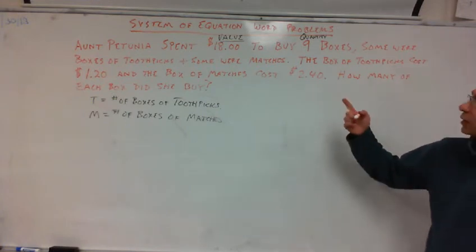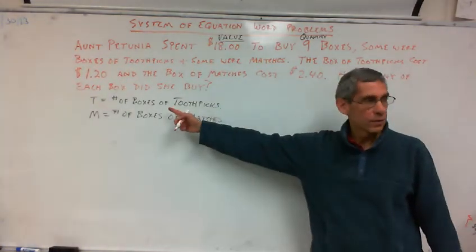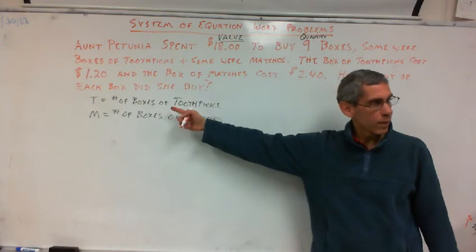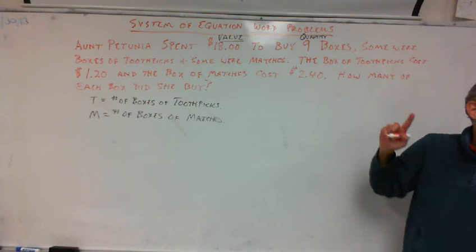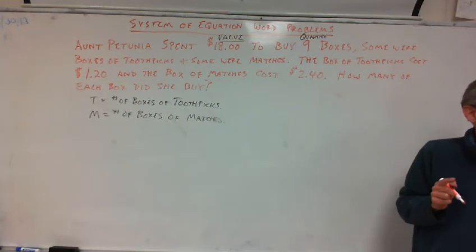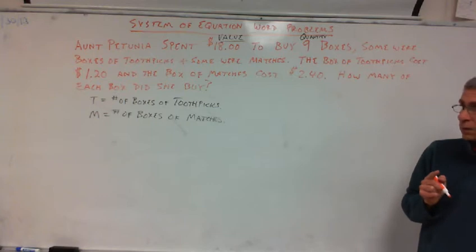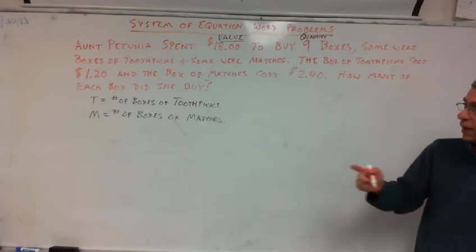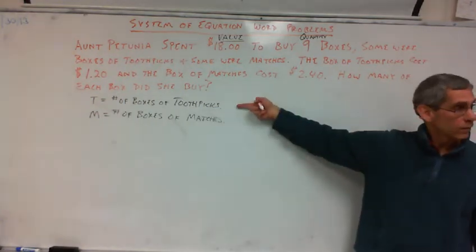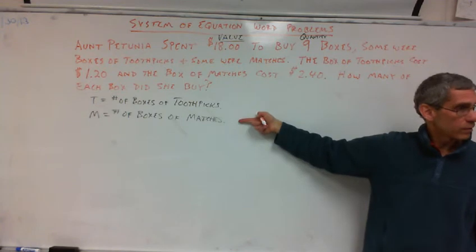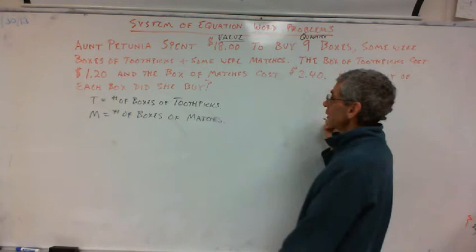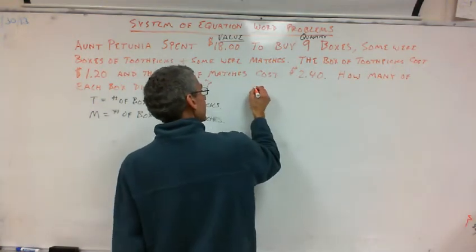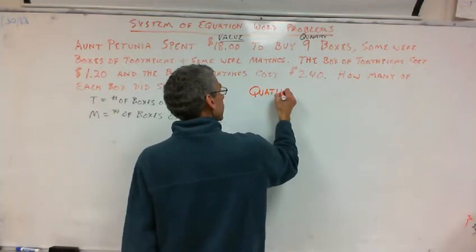All right. Using this information, T is the number of toothpick boxes and M is the number of match boxes, and I know that she bought 9 boxes total. What could be my first equation? T plus M equals 9. Yeah, because the number of toothpick boxes plus the number of match boxes has to equal 9 boxes total, right? So this is a quantity, right?